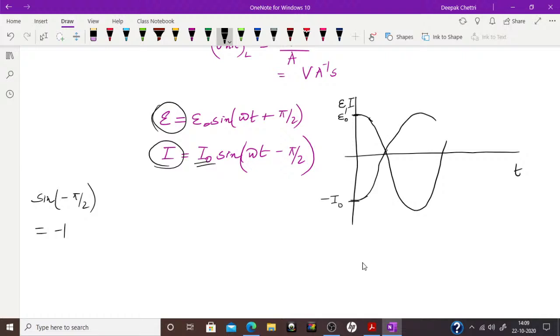So this type of relationship is there between your EMF and current. Now look, what is the gap between these two? Gap is pi, 180 degree. They are out of phase by 180 degree.